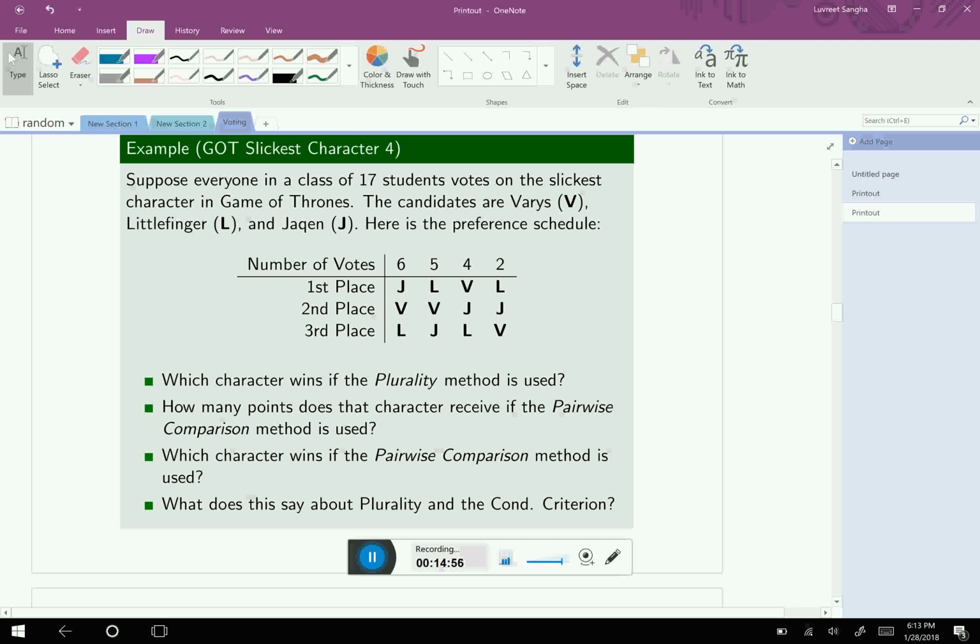So the first question that I want to ask is, who wins if we use plurality? So using plurality, we have to count the first place votes.